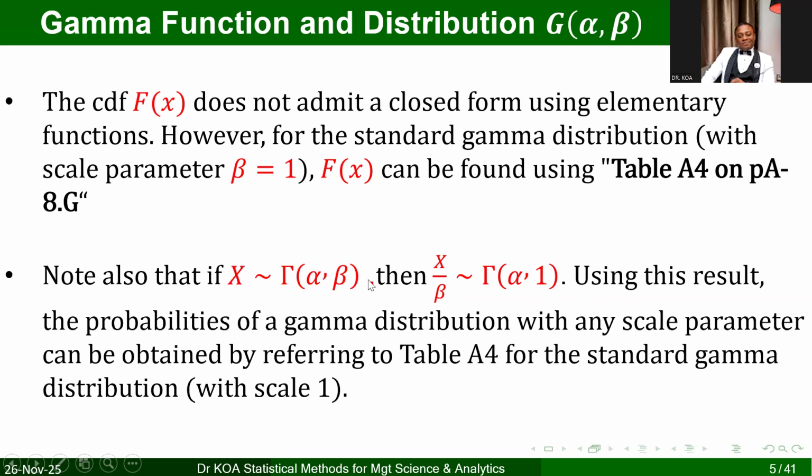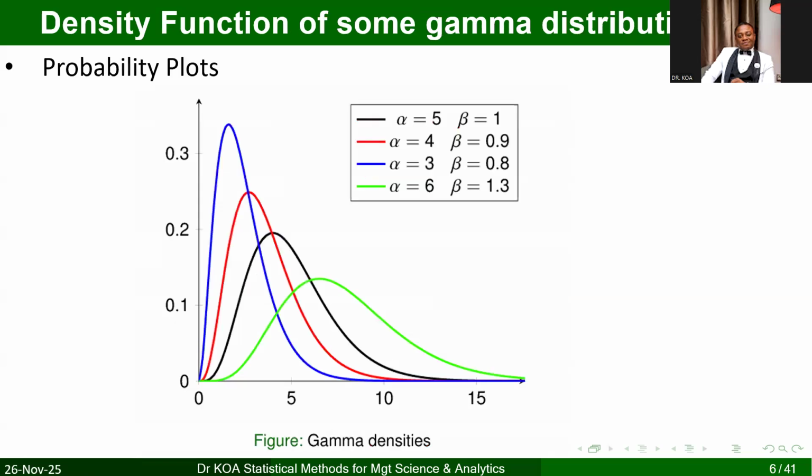So use this result to be able to establish that the probability of the gamma distribution with any scale parameter, okay, which is alpha, can be obtained by again referring to the table for the standard gamma distribution with a scale of 1. Again, I'm not going to bore you to use the table, but this is what you got to know. There's a trick in finding the table.